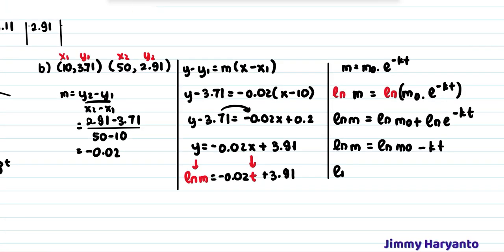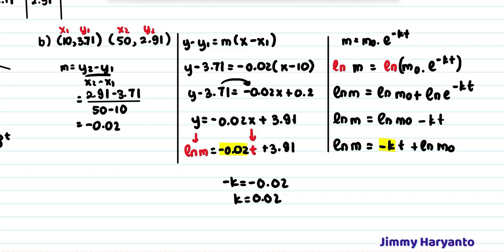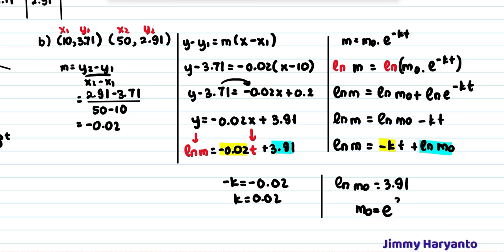And if we arrange it like this, it will be similar to the one that we already have before. Okay, so let's compare this one. Negative 0.02 equals negative k, so negative k equals negative 0.02, k equals 0.02. And then for the m0 you will use the 3.91. That means ln m0 equals 3.91, and that also means m0 equals e to the power of 3.91.